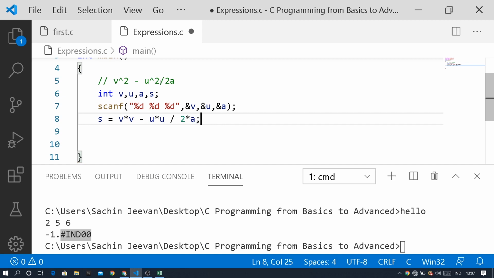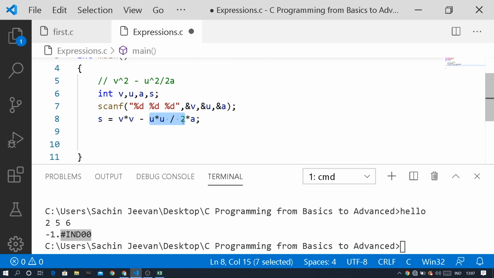You should not write it like the mathematical equation. I told you that this 2a has to be common for both v square and u square, but here first v square will be executed, then u square separately, and before 2 into a, the associativity rule applies, left to right. The slash has the highest precedence, so after multiplying u and u, the answer will be divided by 2, and only then multiplied by a. This is completely the wrong way.